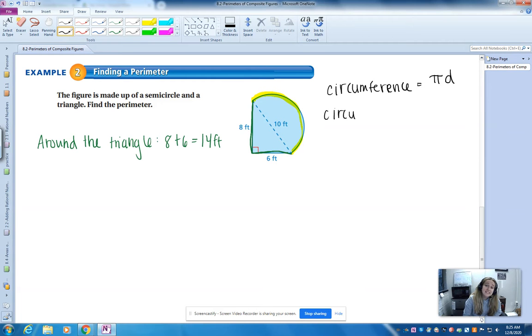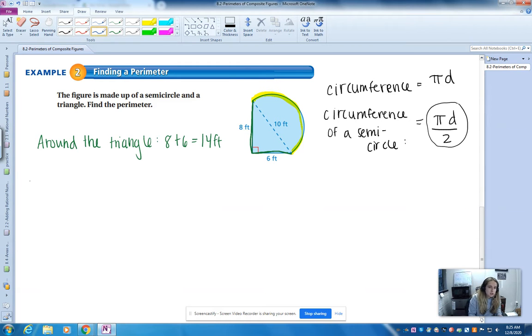Circumference of a semicircle, though, gives us a little something different. What do we have to do to this pi times d for the circumference of a semicircle? We have to cut it in half, which means we have to divide it by 2. Since this is a semicircle, we want to use this formula right here: pi times d divided by 2.